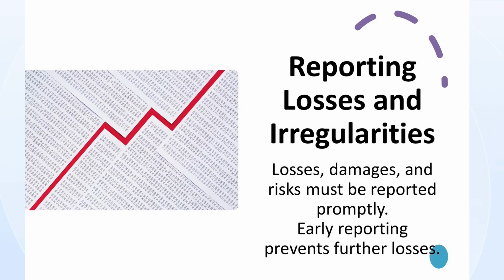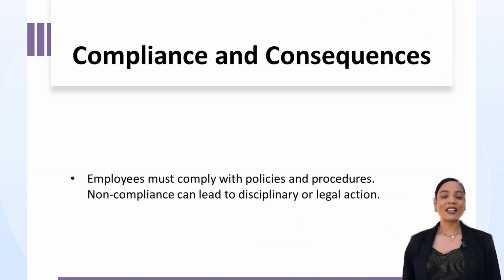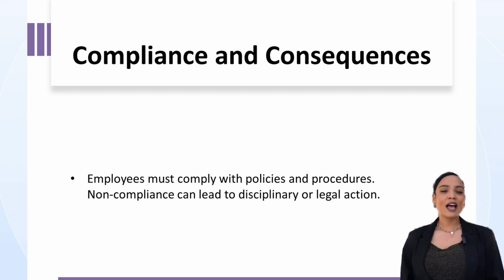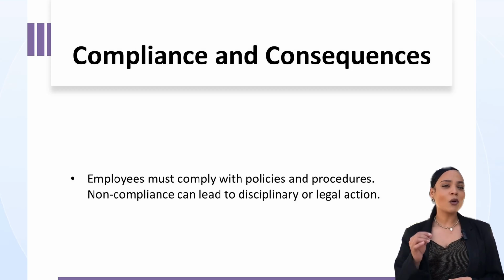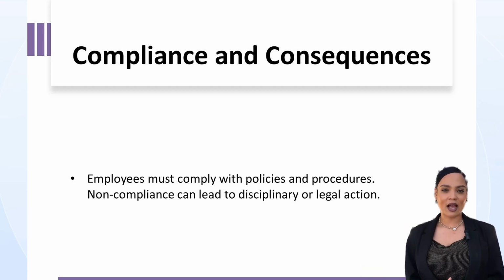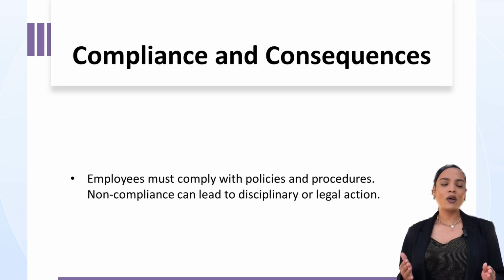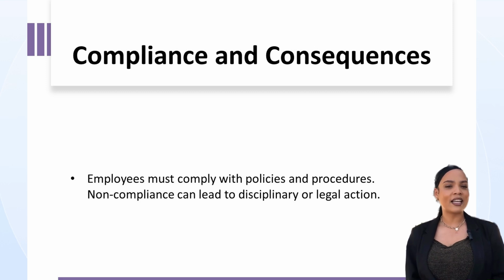I am now going to explain compliance and consequences. Compliance means following organizational policies, procedures, and codes of conduct. Compliance ensures consistency and fairness in how work is performed. Non-compliance can result in disciplinary action, warnings, suspension, or dismissal depending on severity. In some cases, legal consequences may also apply. Understanding consequences helps me make responsible decisions. By complying with procedures, I protect my job, reputation, and the organization.